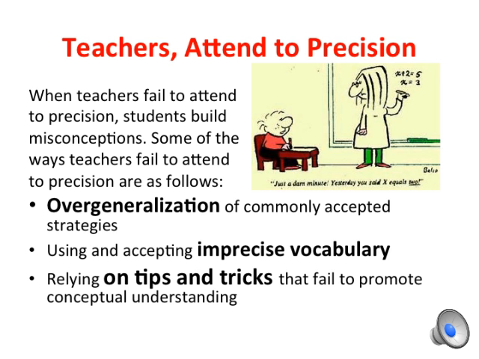Teachers need to attend to precision. When teachers fail to attend to precision, students build misconceptions. Some of the ways that teachers fail to attend to precision are as follows. When teachers overgeneralize commonly accepted strategies. When we use and accept imprecise vocabulary. When we rely on tips and tricks that fail to promote conceptual understanding. We will discuss these three ways in the upcoming slides.